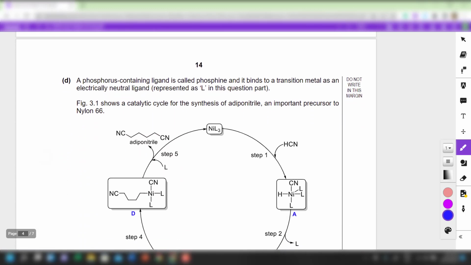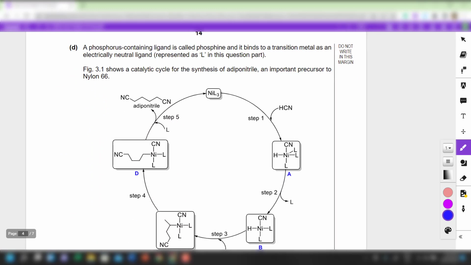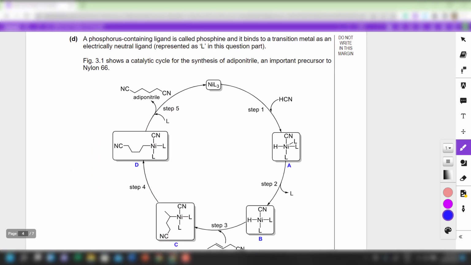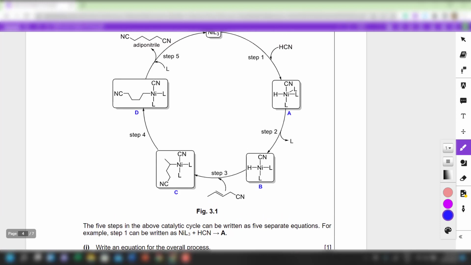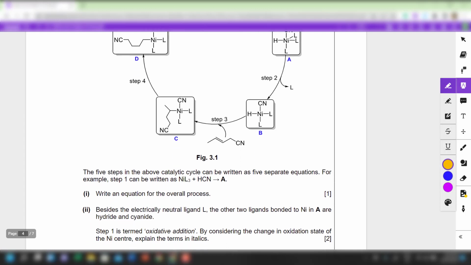Okay. Next, we look at part D. For part D, we have what we call a catalytic cycle. It may seem a bit confusing at the start, but once you understand it, you realize that the catalytic cycle is actually quite an elegant way of representing chemical reactions. So what do all these arrows in and out mean? It has been explained to you below figure 3.1. Over here, maybe I'll just highlight in yellow.